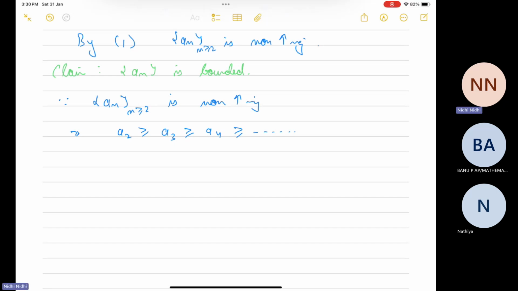can anyone tell me what will be the upper bound for our sequence? You can just write in the chat or unmute yourself.